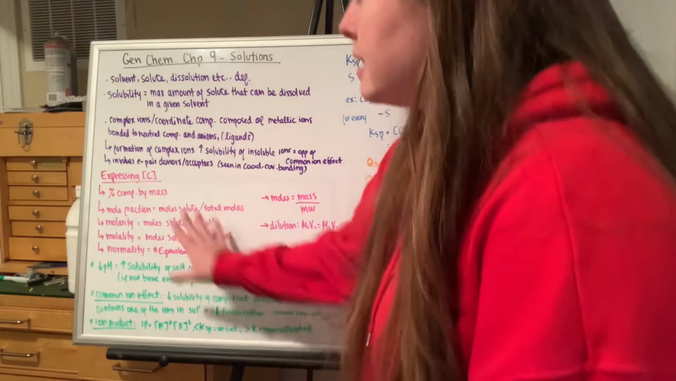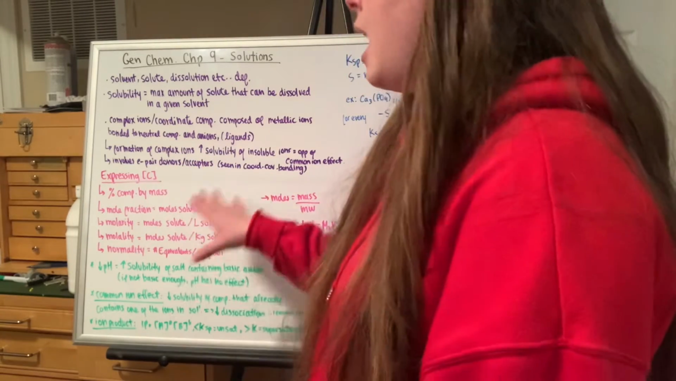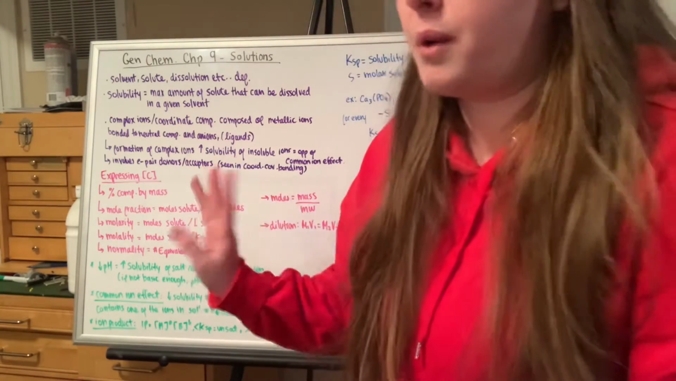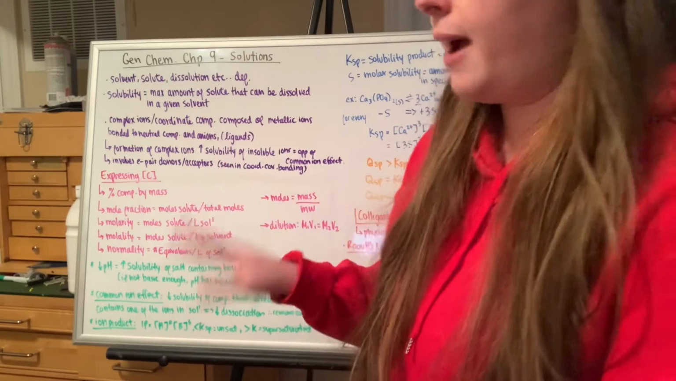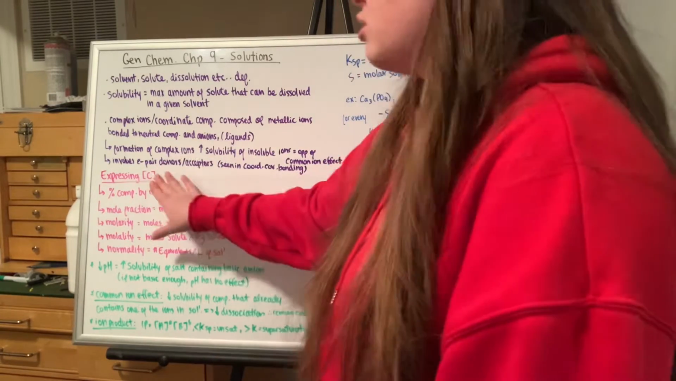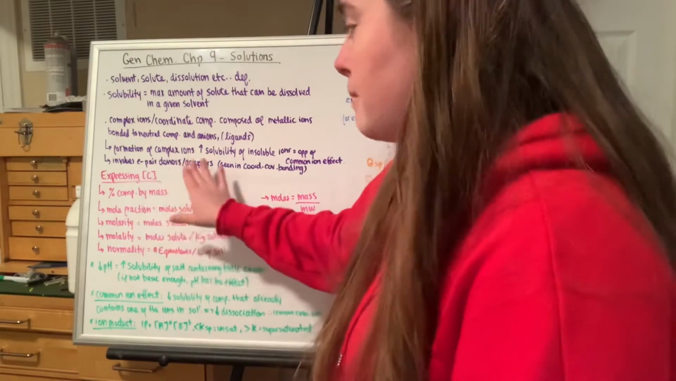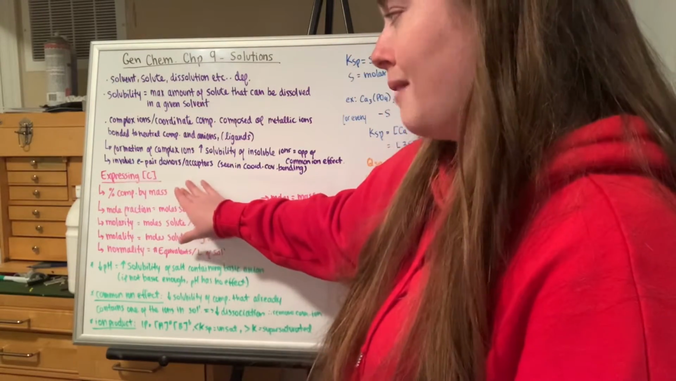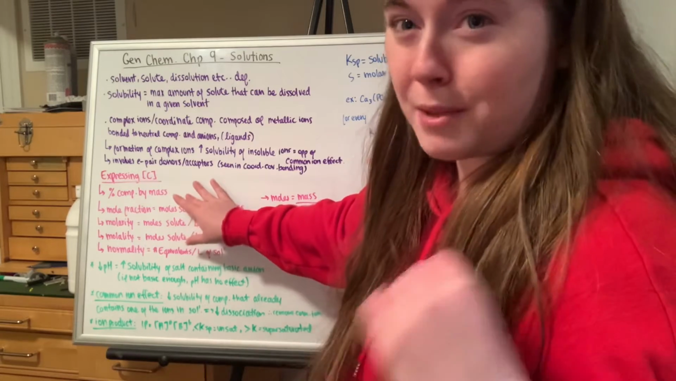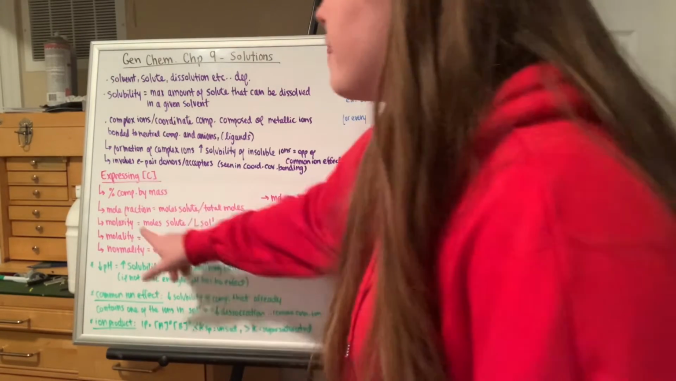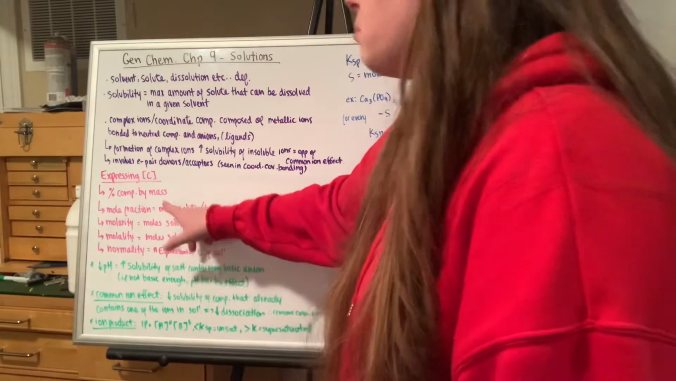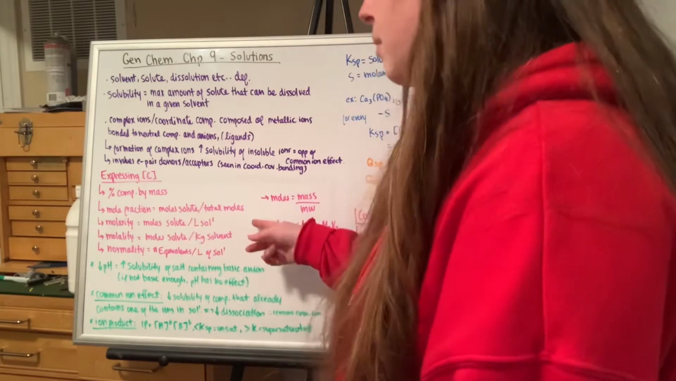So next we're going to look at these different ways to express concentration. I do go over these in one of the earlier Gen Chem videos, but I'll mention them again since concentration is super important for this chapter. So we have percent composition by mass, which I showed you how to find in, I believe, the General Chemistry Chapter 4 video. There's a mole fraction, which equals the moles of the solute over the total number of moles.